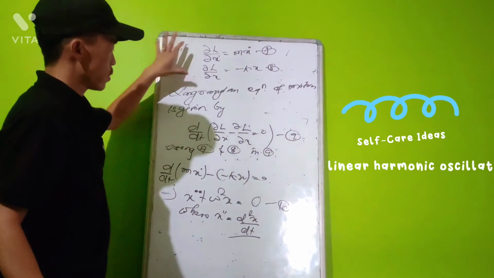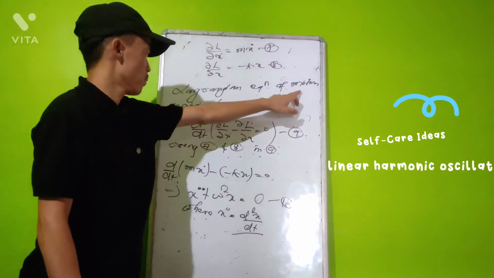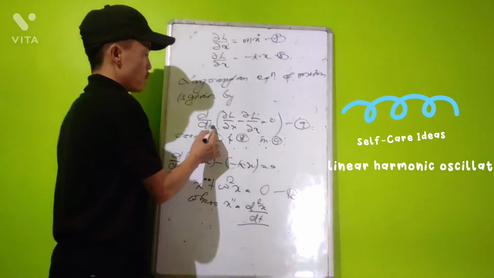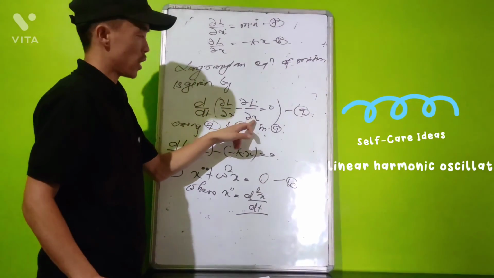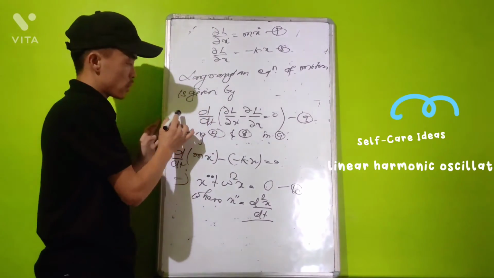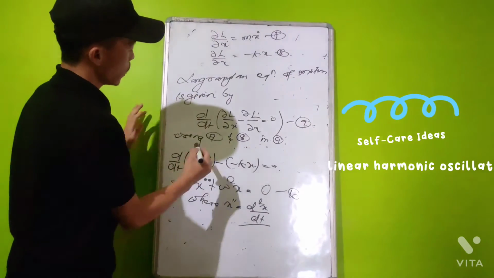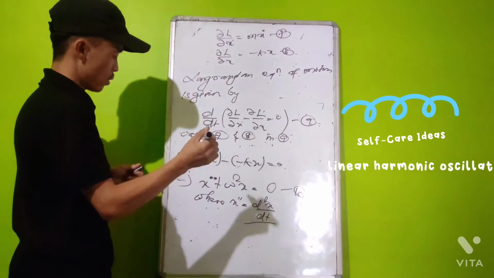Now the Lagrange equation of motion is given by d/dt(∂L/∂ẋ) − ∂L/∂x = 0. So this is our equation 9. This is the Lagrange equation where we will be using these two values. So using equation 7 and equation 8 in equation 9, we get d/dt(mẋ).